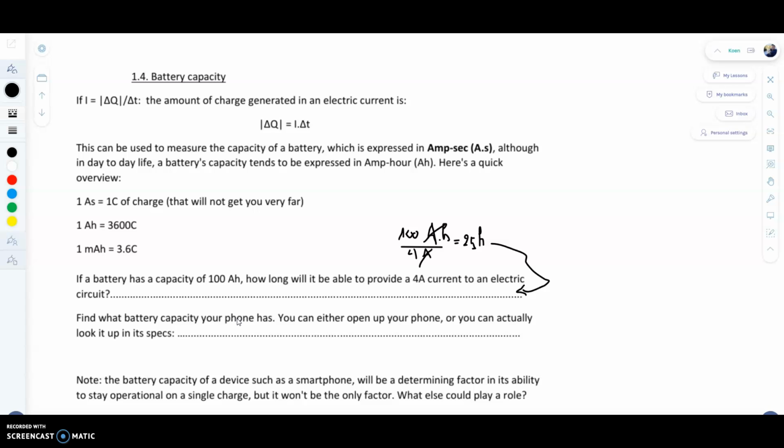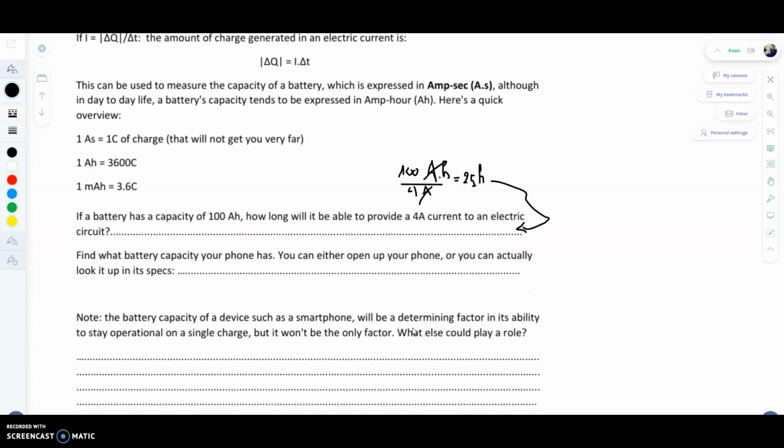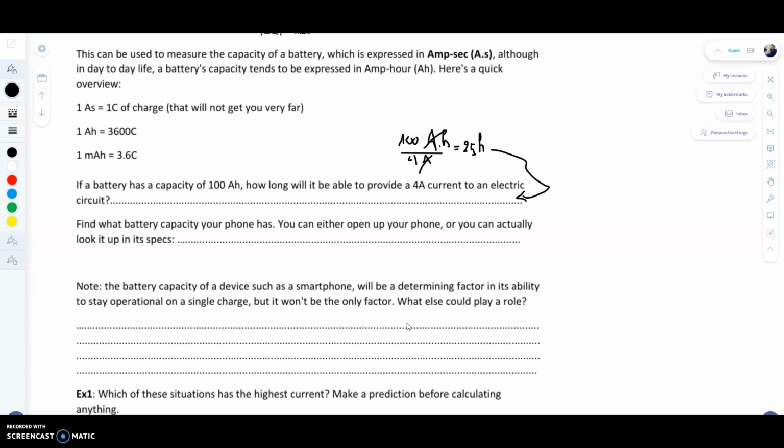Some older phones can still be opened up to have a look inside, although most modern devices these days no longer allow for that due to water resistance and everything. But you can look it up as well. You can find those specs and have an idea of how big the battery within your smartphone is.